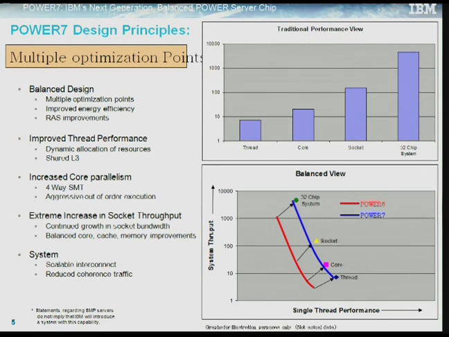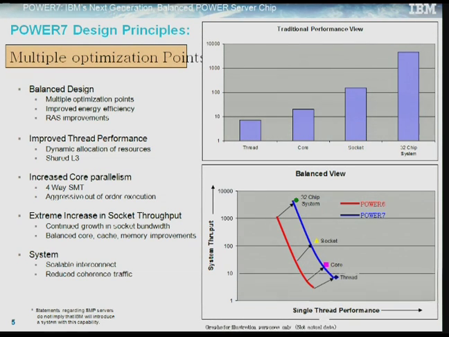So in designing the Power 7, we took a different look at performance. Compared to the traditional performance graph at the top, the graph at the bottom has single-threaded performance on the x-axis and throughput on the y-axis. The idea is that you scale up from thread, core, socket, and system. You want to see a steep curve maintaining high levels of thread performance. We also wanted to shift the curve from our previous generation Power 6 to the right, providing performance gains at all levels for a balanced design.